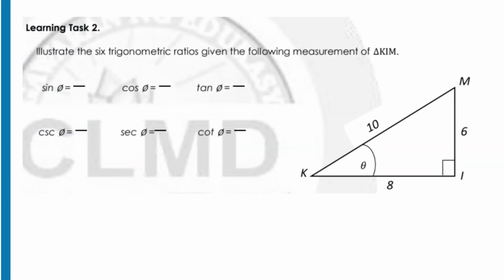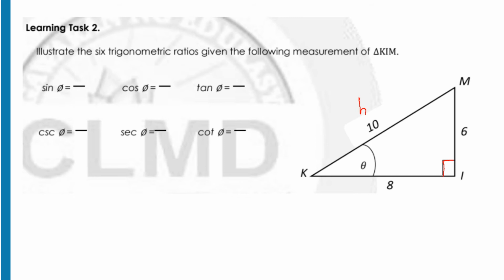Learning task number 2. Illustrate the 6 trigonometric ratios given the following measurement of triangle KIM. Again, i-identify ulit natin yung 3 sides. Isa-isahin ulit natin sila. So, sa una, opposite this right angle, angle I, is this side 10. So, ito ngayon ang ating hypotenuse, o yung tinatawag nating H.